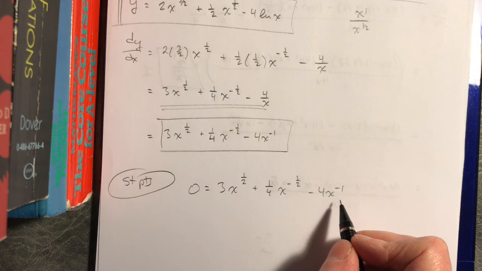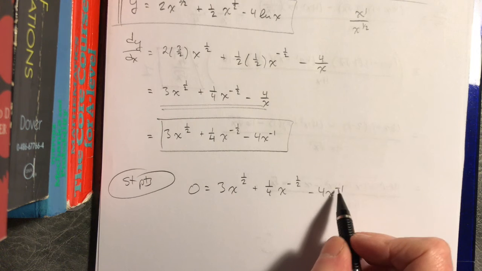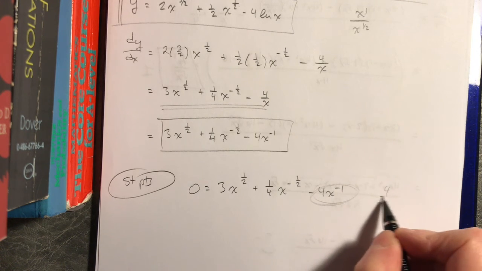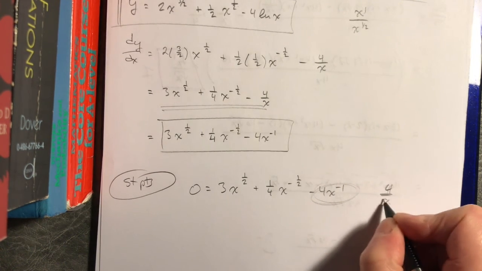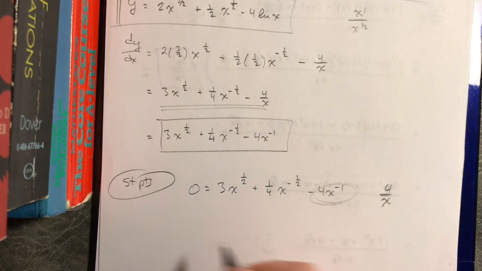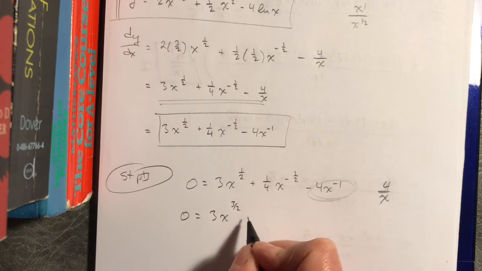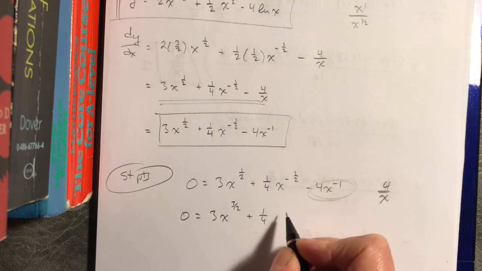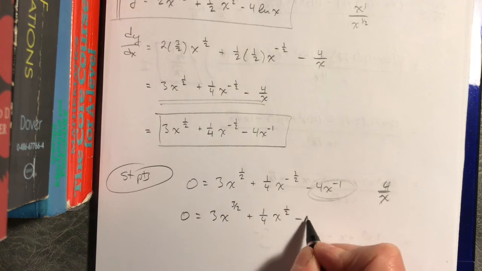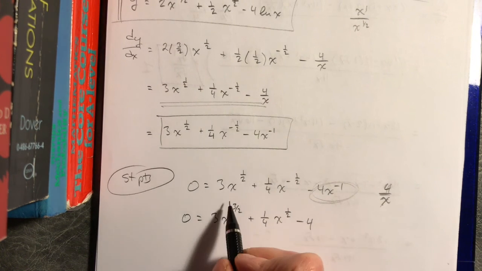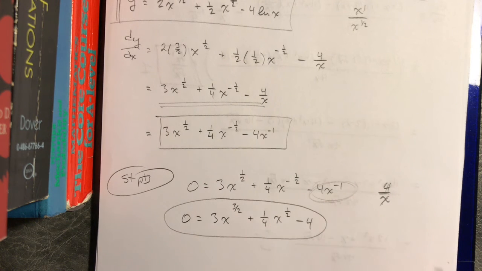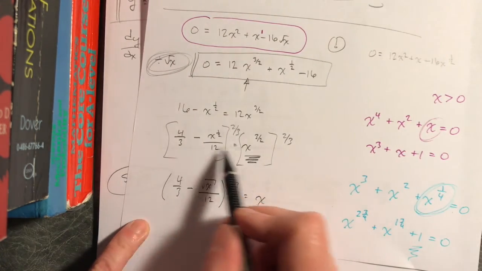I might multiply everything through by an x, so I don't have to look at that 4 over x bit. So if I multiply everything through by x, I'll have 0 equals 3x to the 3 halves plus a quarter x to the positive half minus 4. And that's going to look an awful lot like what we were aiming for here-ish.